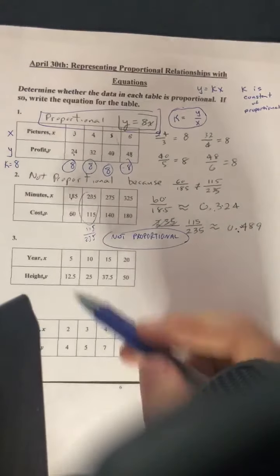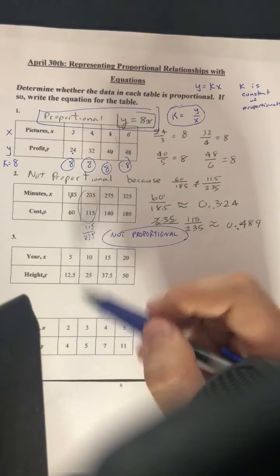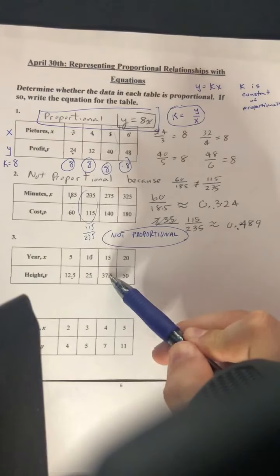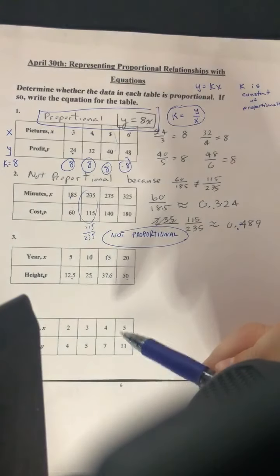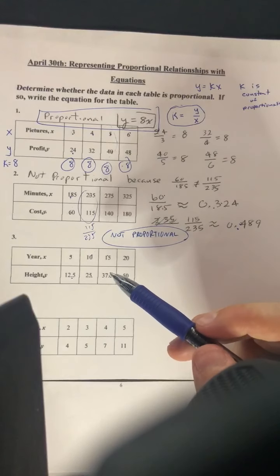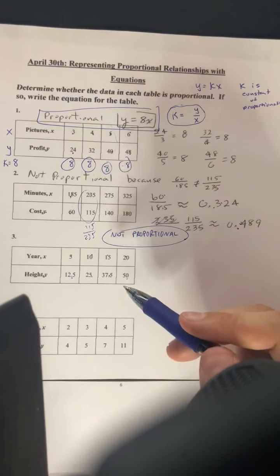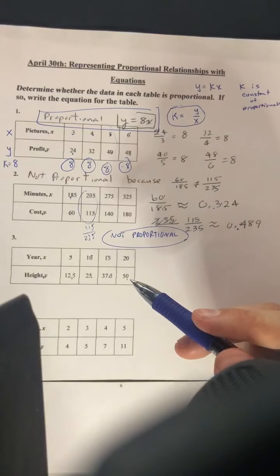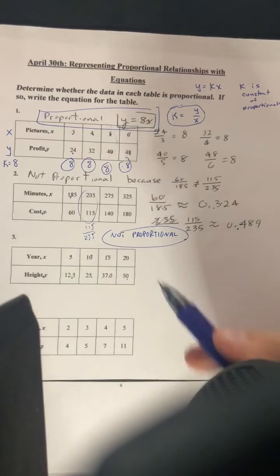So what I want you guys to do is for the rest of this page, number 3 and 4, just take y divided by x, y divided by x, y divided by x, y divided by x. If you get the same number, your equation is going to be y equals whatever that number was, x. And that's it. So I think this is a relatively, not easy, but the concept is very straightforward.